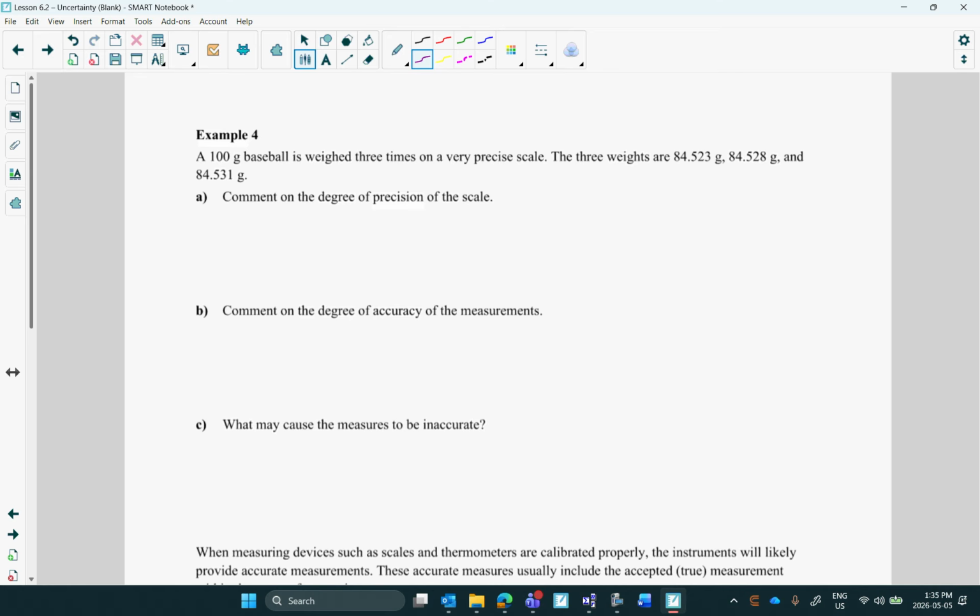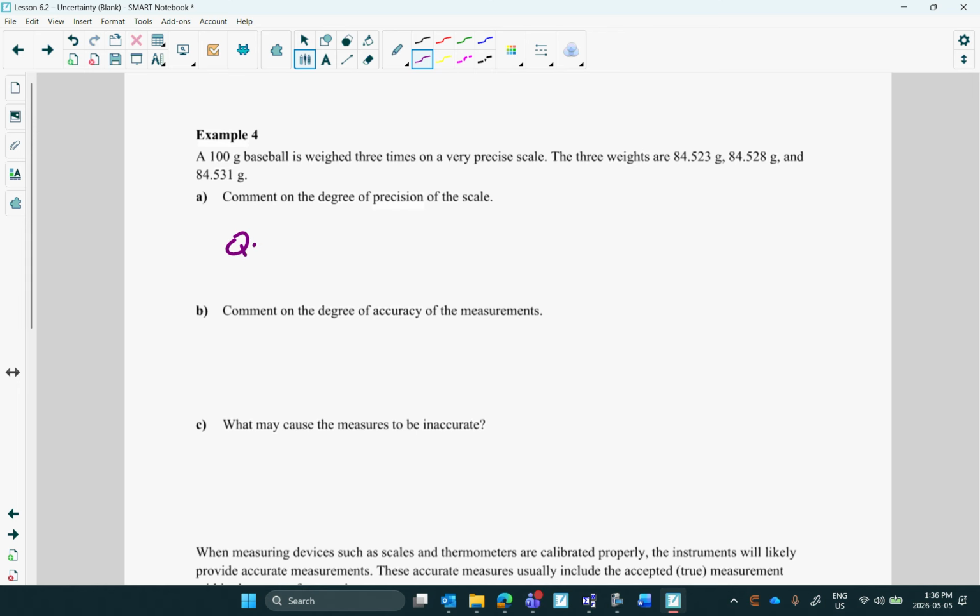What? Really? Remember, precise is if you measure it over and over again, are you getting the same results? Yes, you are. You're confusing that with accuracy. This is precise because if we do it several times, we keep getting very close values to each other, but we're not getting the true value, right? That's accuracy. So we say it's precise, but it's not accurate. Okay?